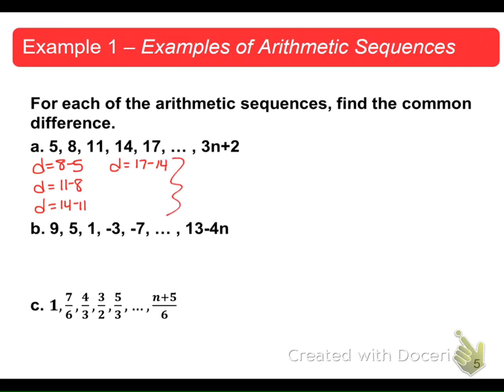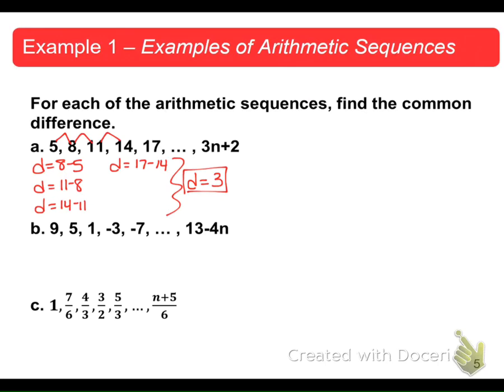No matter which one of these I work, I end up with d equal to 3. So these have a common difference of 3. And on this one, it's easy. We can see it. How do you get from 5 to 8? You add 3. 8 to 11? You add 3. 11 to 14? You add 3. So we can see that common difference there.